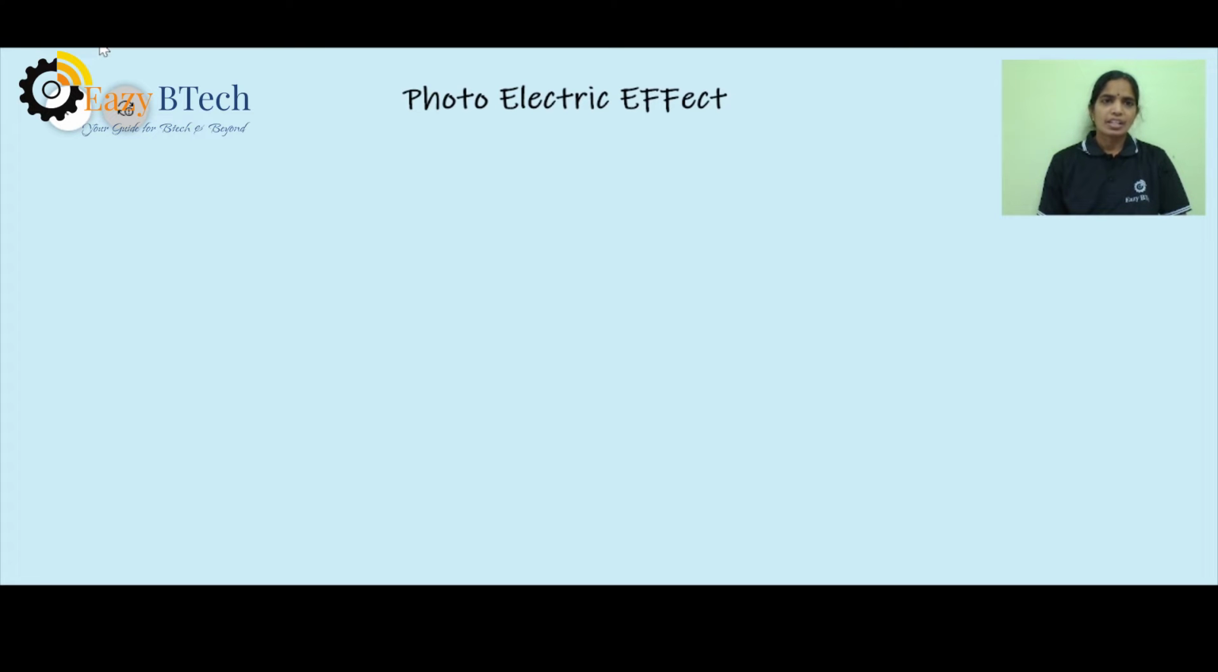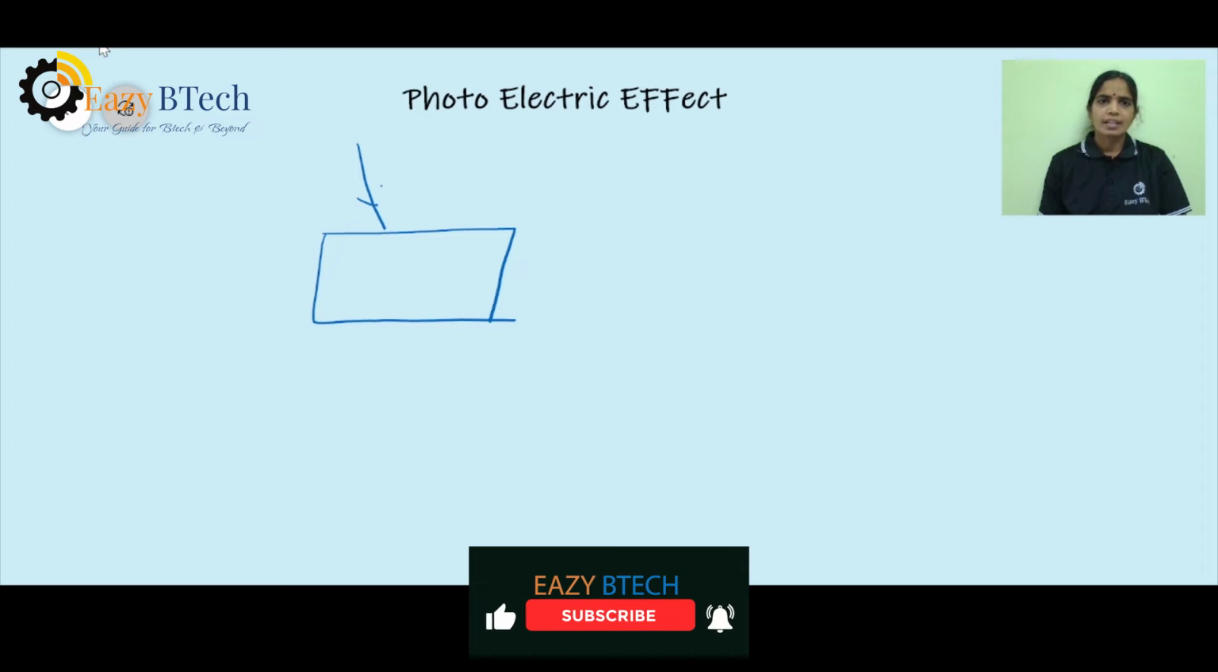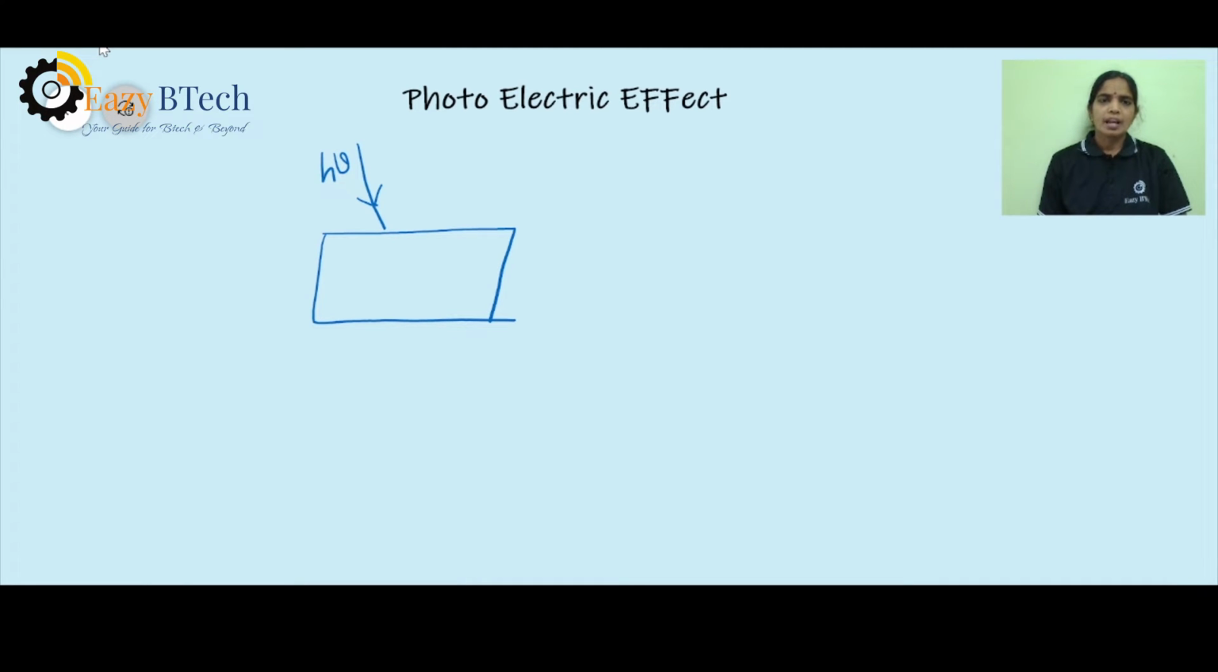Whenever radiation of high frequency is incident onto the surface of a metal, this is a metal piece, onto the surface of which we allow high frequency radiation to be incident. Say it has mu as the frequency of radiation. As we know, metal consists of free electrons, a number of electrons within it. Based upon the frequency that has been incident, electrons are ejected from the surface of this metal.